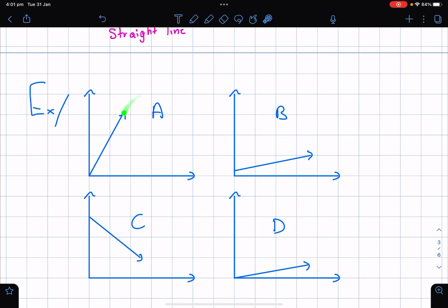Graph A is directly proportional because it meets the two conditions. Graph B is not because it doesn't go through the origin. Graph C is not because it doesn't go through the origin. And graph D is because it's linearly related and it goes through the origin.